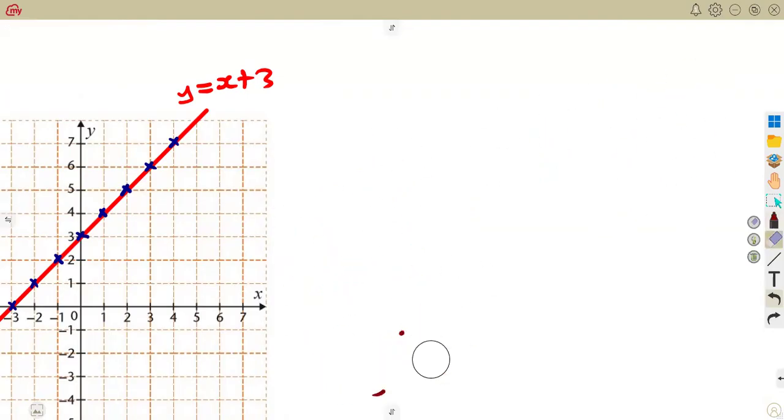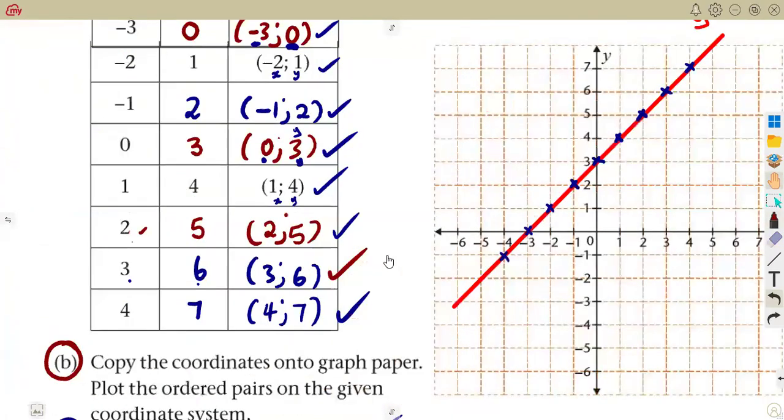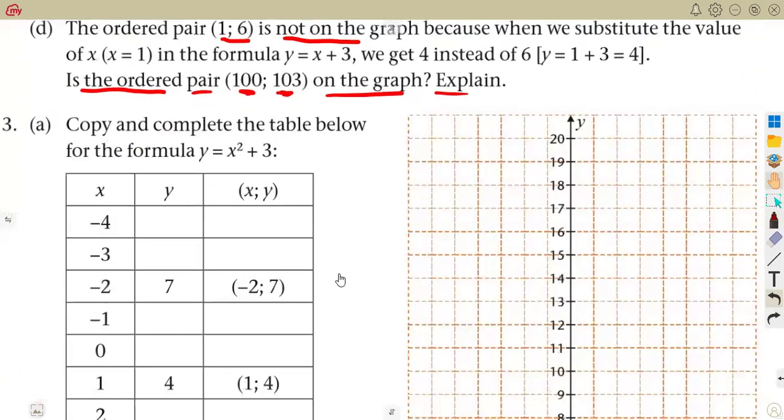It's just a matter of substitution, guys. Do not even be scared whenever they are testing you this type, whenever they're asking this type of question. Does this point lie on the graph or what? No, don't be scared.